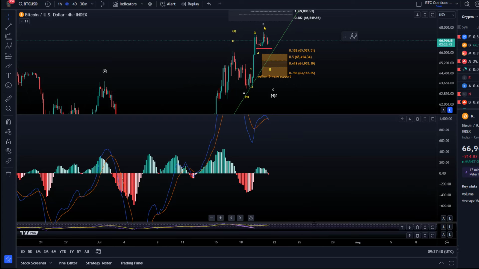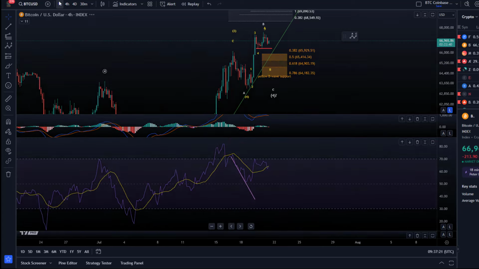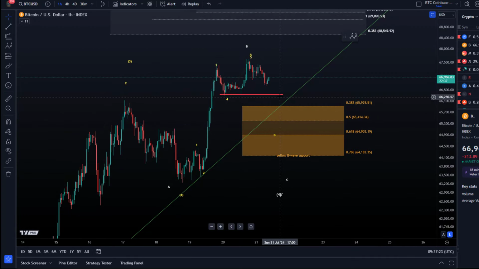But again, it's only an indicator. The price needs to confirm that. How would the price confirm that? With a break below 66,350. Yeah, I think these are the key levels to watch for today.